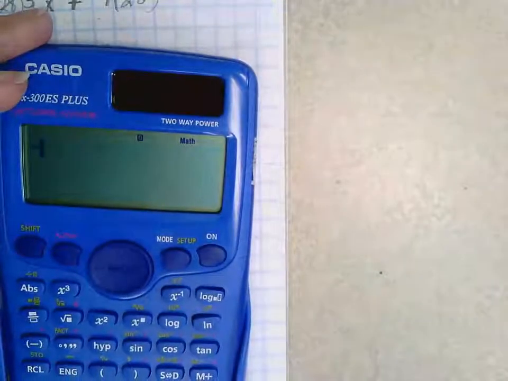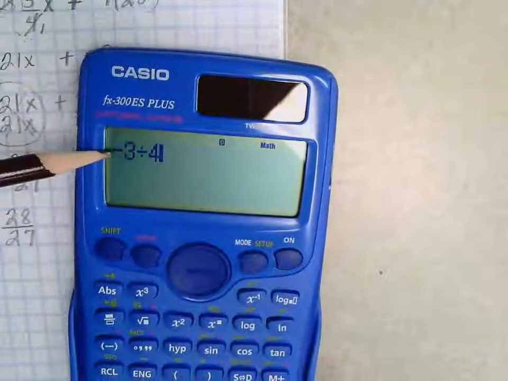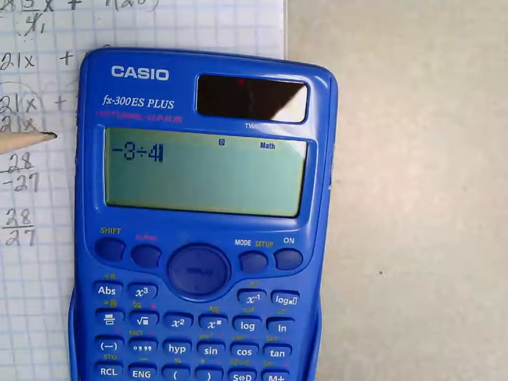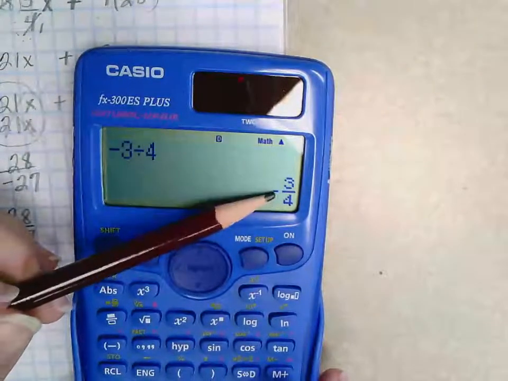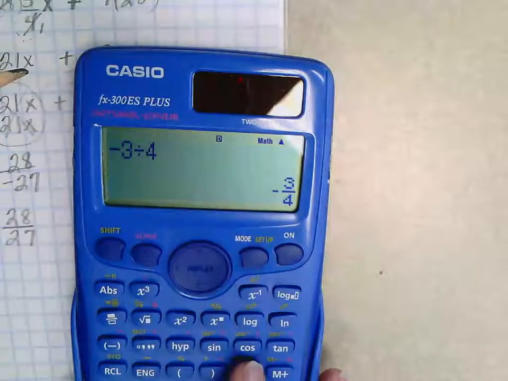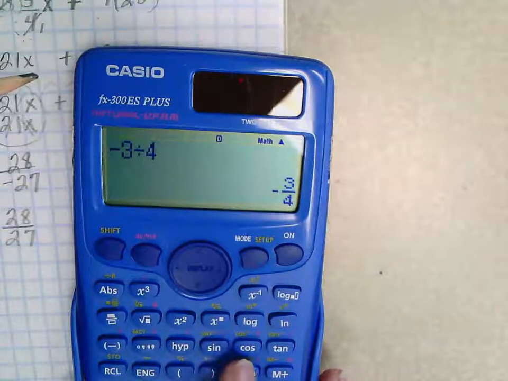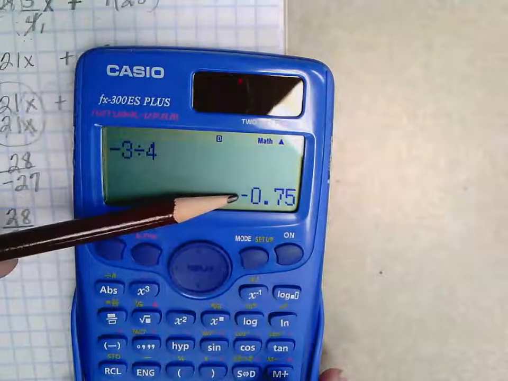So -3 divided by +4. There's my -3 divided by +4 is equal to, and you can see my calculator puts the negative sign right in the middle, but I'm going to show you what it's equal to in decimal format. It's equal to a -0 and 75/100ths.